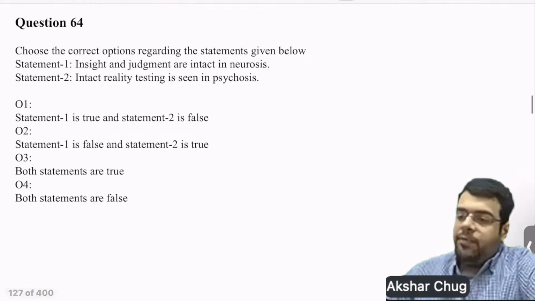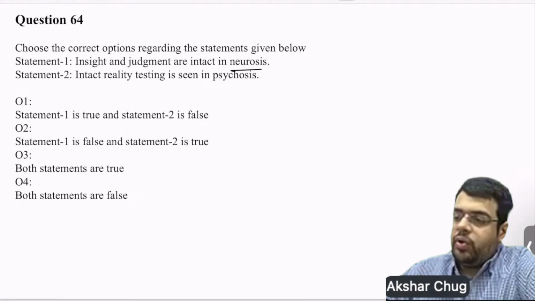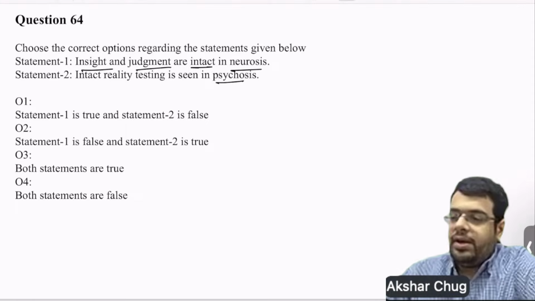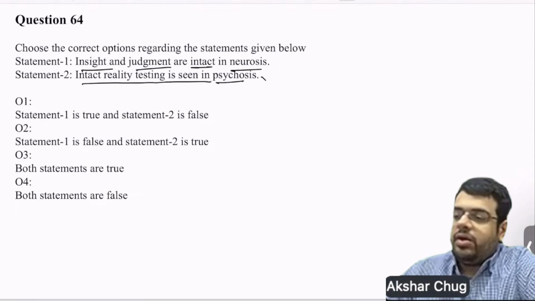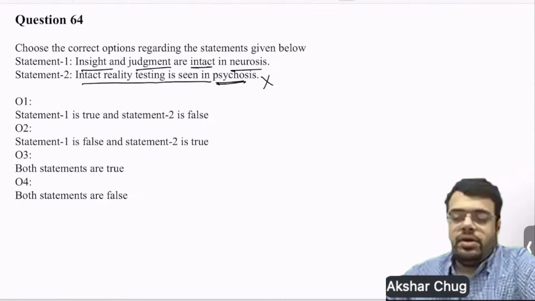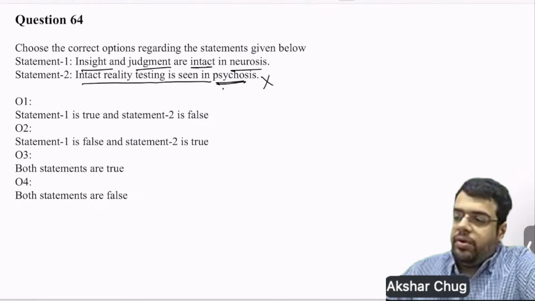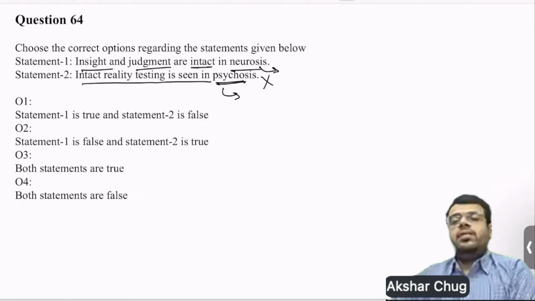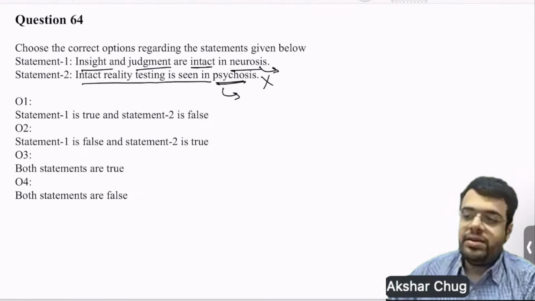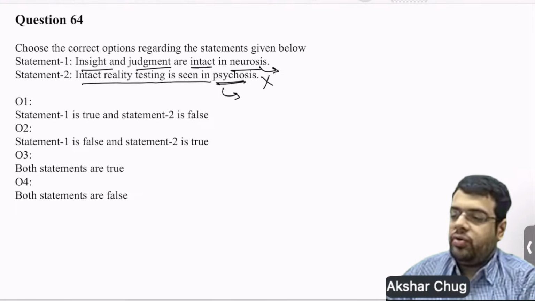Moving on to the next question, we are asked about neurosis and psychosis. Insight and judgment are intact in case of neurosis, and intact reality testing is seen in psychosis. Now, this is the wrong statement, as in psychosis, the touch with reality is usually impaired. Also, the judgment and the insight are impaired. Psychosis, the example could be schizophrenia, whereas neurosis, there would be several examples such as OCD, phobia, etc. So statement 1 is true, statement 2 is false. The right option would be option 1.